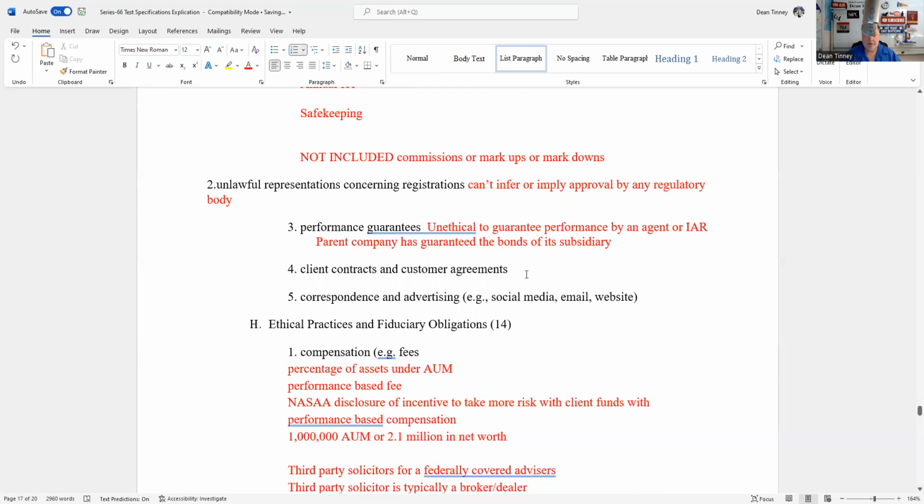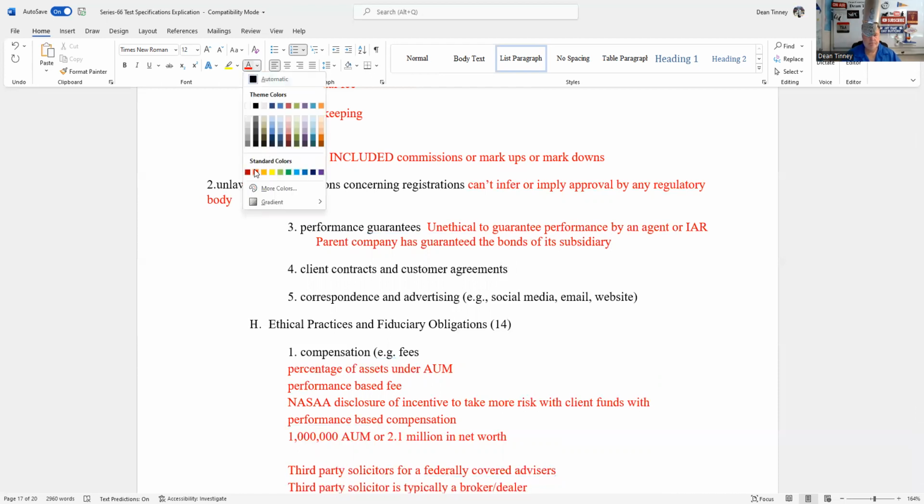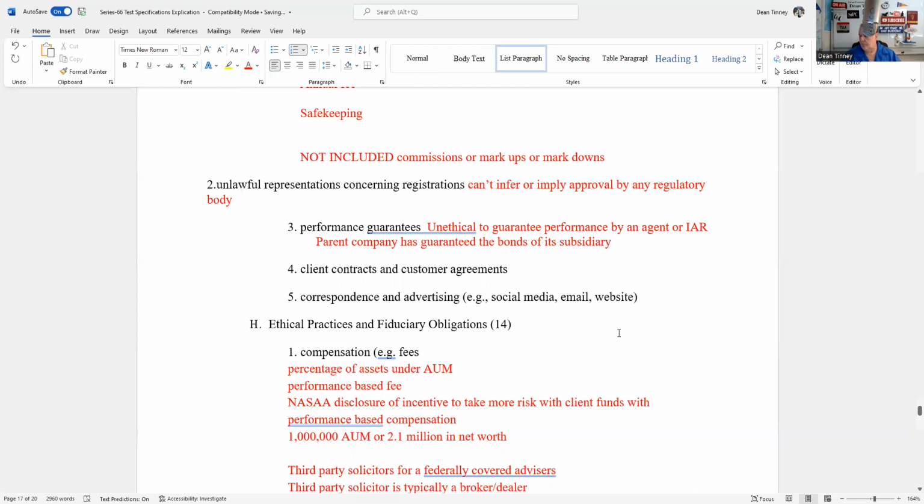All right, so that leads us to number 4. Let me get out my pen here. Number 4 in this explication is going to be about client contracts and brochures, right? So client contracts and customer agreements.